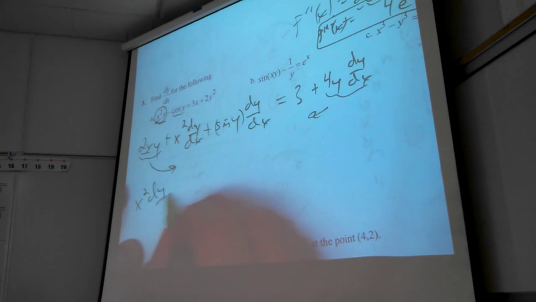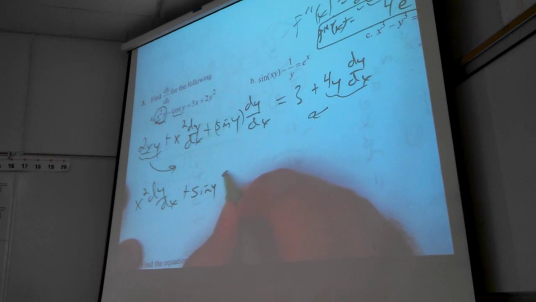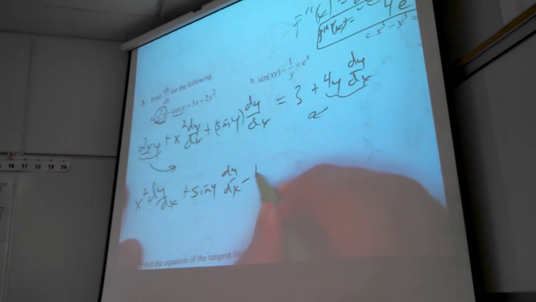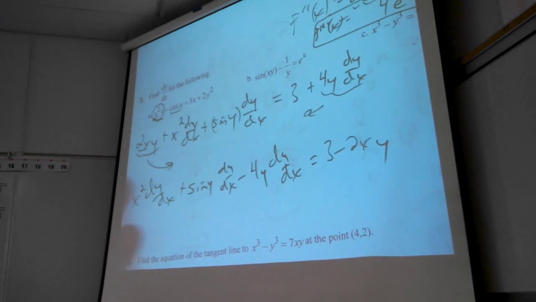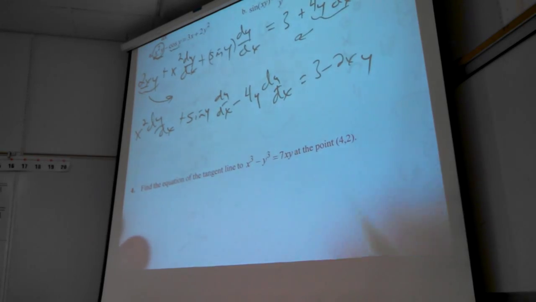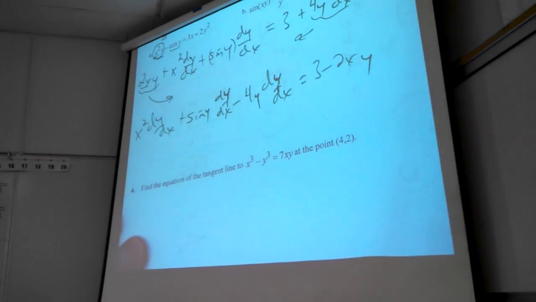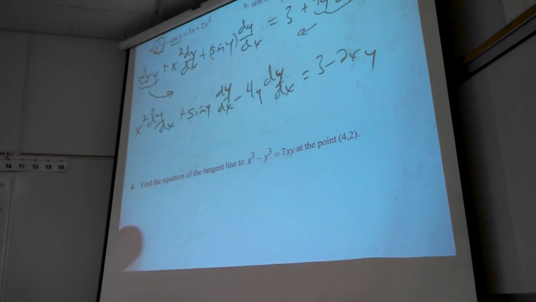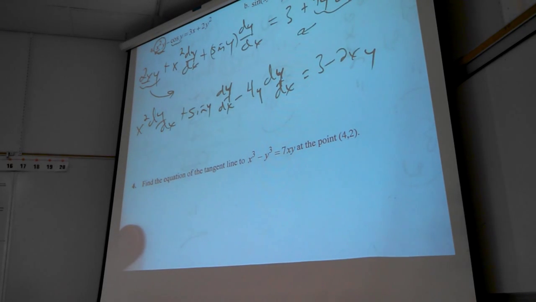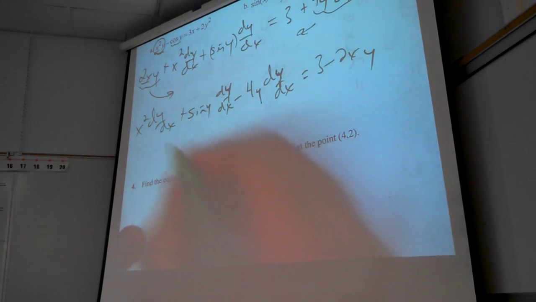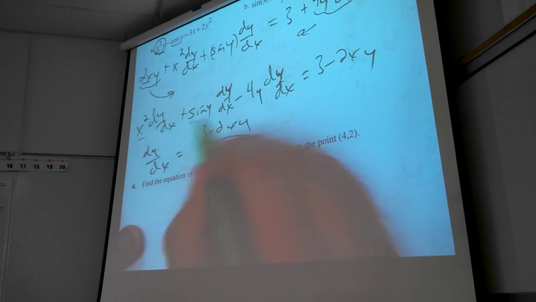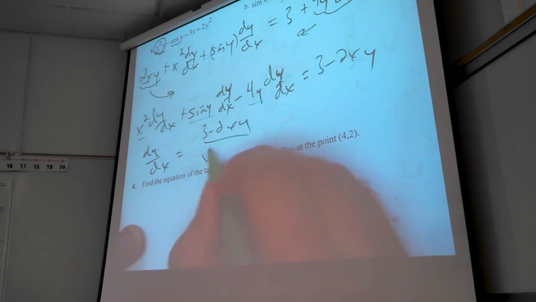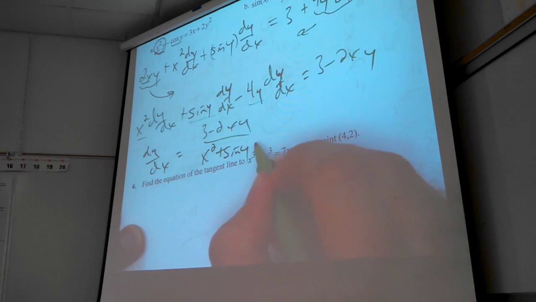x squared dy dx plus sine y dy dx minus 4y dy dx equals 3 minus 2xy. Factor and divide. Yeah, exactly. Right. So now the reason you got them all together was so you can pull the one out. There's not really 3 of them. There's just one of them. Let me see if I can jump to this next step. Divided by all the coefficients of my dy dx. Divided by x squared plus sine y minus 4y.